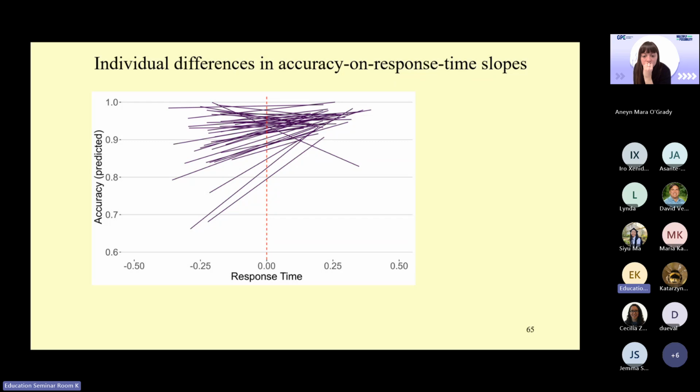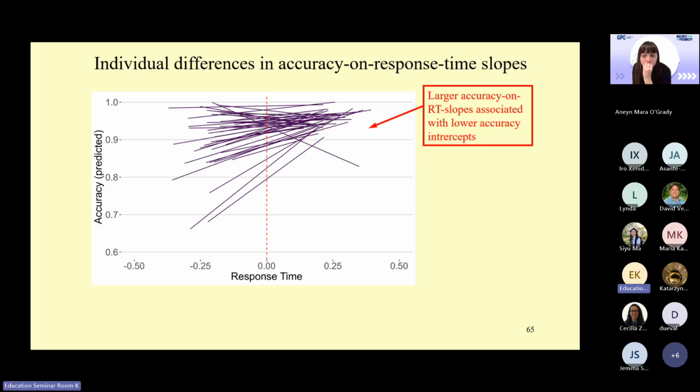So here each line represents one child, and we have response time on the x-axis and accuracy on the y-axis, and we see that those are different slopes. In the upper end, we have flatter slopes, and then we have steeper slopes. So larger accuracy and response time slopes were associated with lower accuracy intercepts or means. So children with higher means have flatter trajectories.